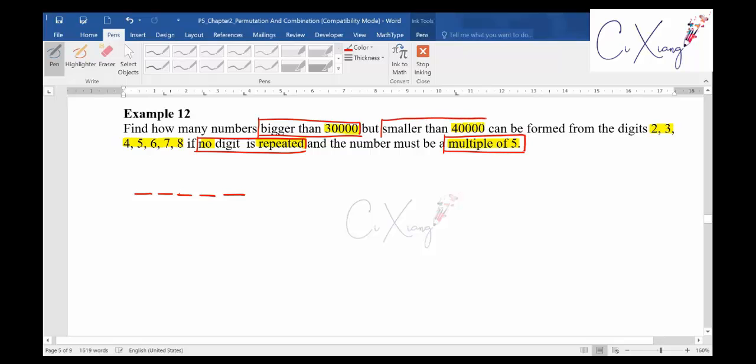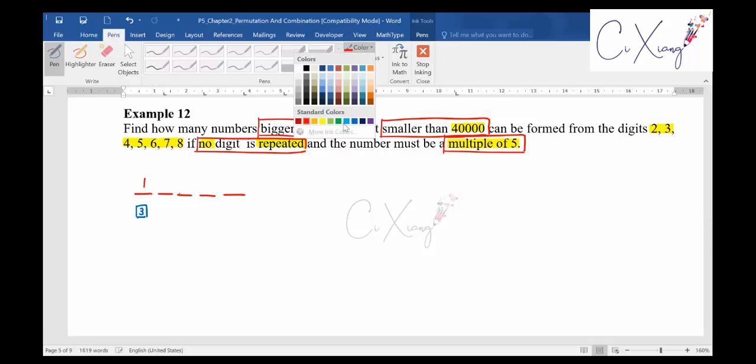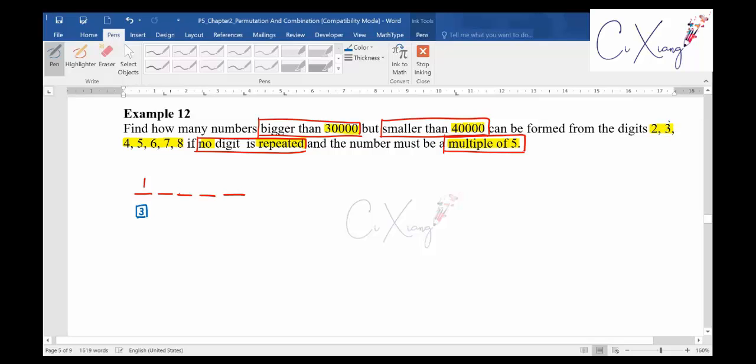Okay, when they're asking for bigger than 30,000 but smaller than 40,000, what is the first digit number that I should put in? Can I put in a 2? Cannot. Can I put in a 3? Yes. Then can I put in a 4 or not? Cannot. So you can only put in the 3 at the first digit here. That's why you should put a 1, because there's one number available only for this particular digit. Okay, and then since no digit is repeated, after you put the 3 in the first digit, you have to cancel it off. All right. Okay, so this restriction is done already.